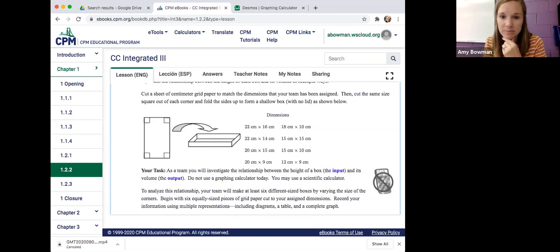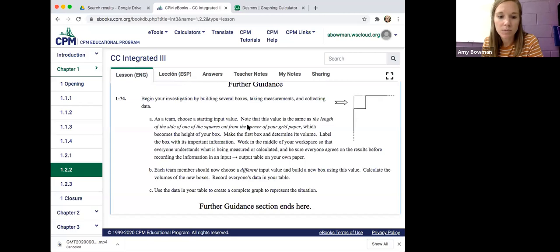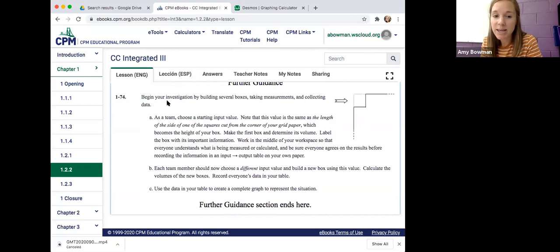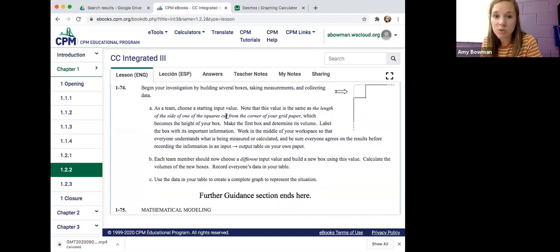Okay, so in problem 74 right here, this is going to walk us through what I'm going to demonstrate for you. We're going to begin our investigation by building several boxes, taking measurements, and collecting data here. So as a team, choose a starting input value for height of the box.